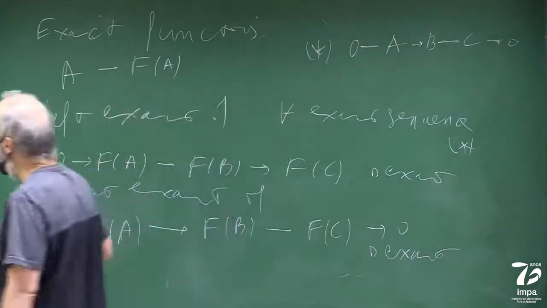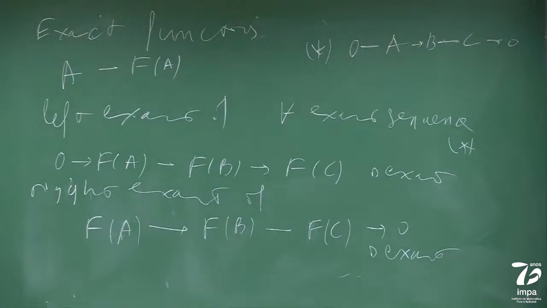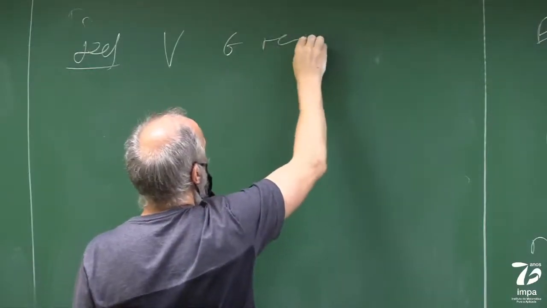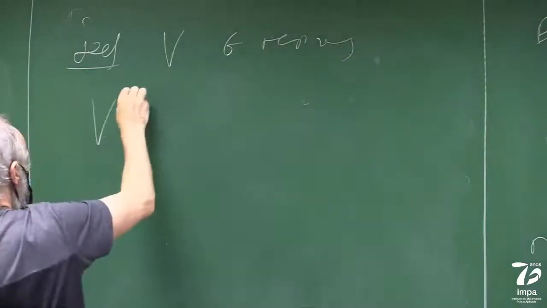Let me give you now examples. Examples are invariance and coinvariance of representations, and last time I gave an example when they are not exact, they are only right exact or left exact. So, definition: if V is a representation of G, V^G is invariant.